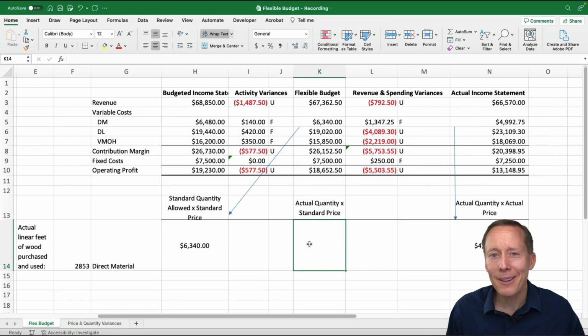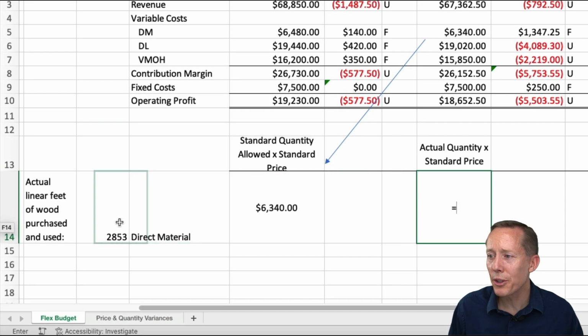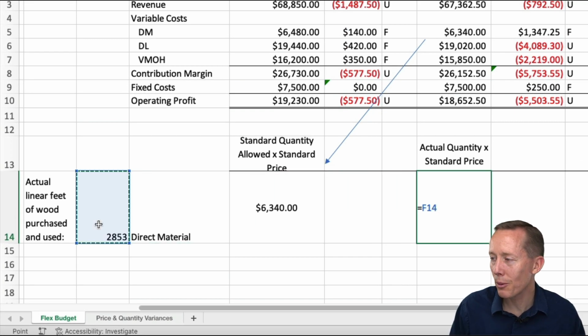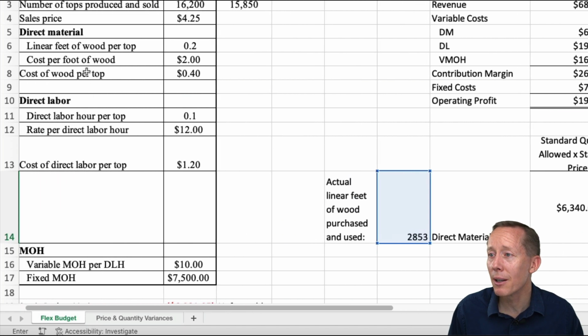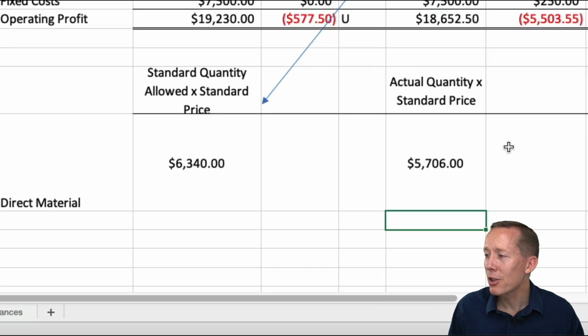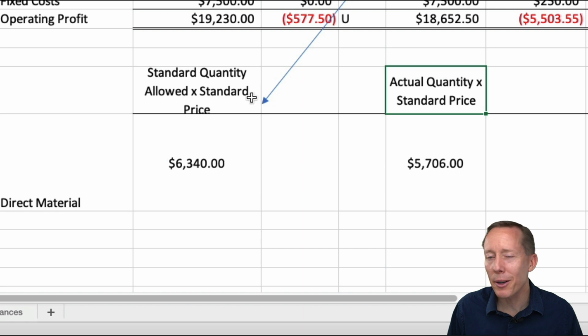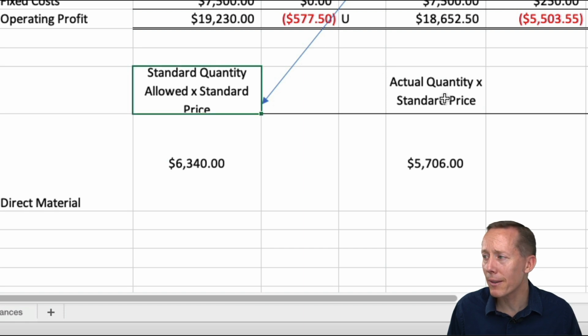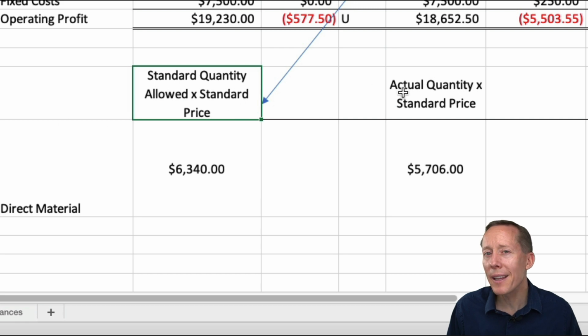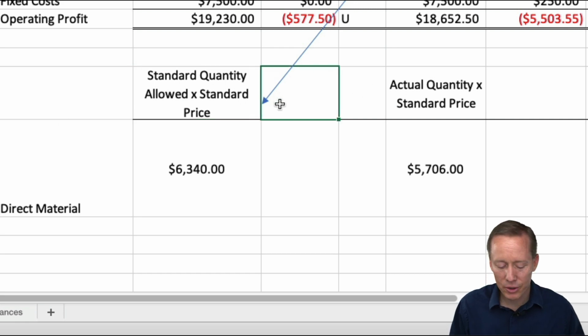And now we can calculate this middle column. So this is equal to the actual amount of wood that we purchased and used, and we'll multiply it by this standard price per foot of wood, which is $2. Perfect. Okay. So now we're at a point where we can calculate some additional variances. So let's look at what is varying between these two numbers here. Well, if you look at the definitions, both of these are based on the standard price. So the thing that's varying is the quantity. So we're going to call this a quantity variance.